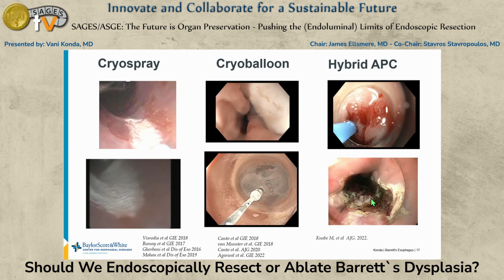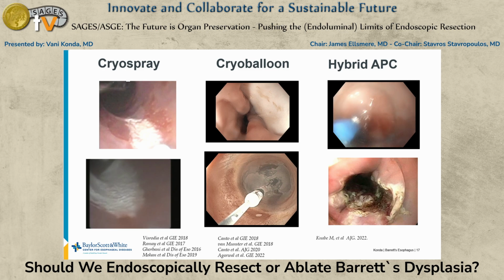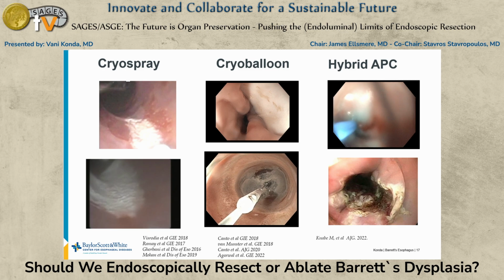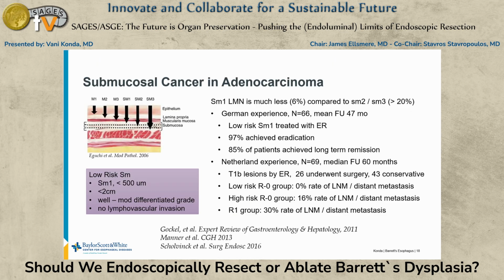We also have hybrid APC, which is a technique in which we can lift the mucosa off the muscle layer using a submucosal cushion, as in this case using methylene blue and saline mixture, and that protects the muscle. And then we can use higher doses of energy with argon plasma coagulation to essentially burn the superficial layer of the muscle and ablate the tissue in the esophagus that way.